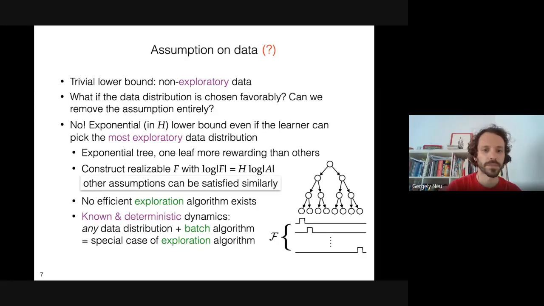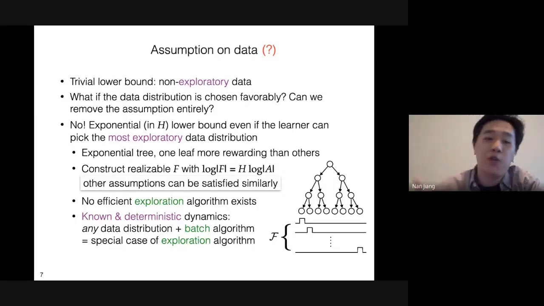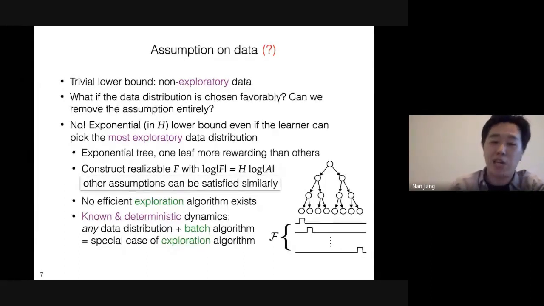Perfect. Right. So, and now we know that like pick your favorite data distribution in this problem, hook it up with any batch algorithm. It's just not going to work, right? So they are subject to the same exponential lower bound.